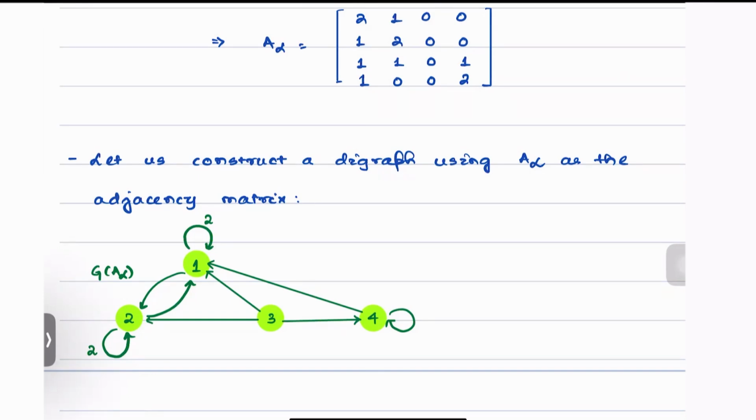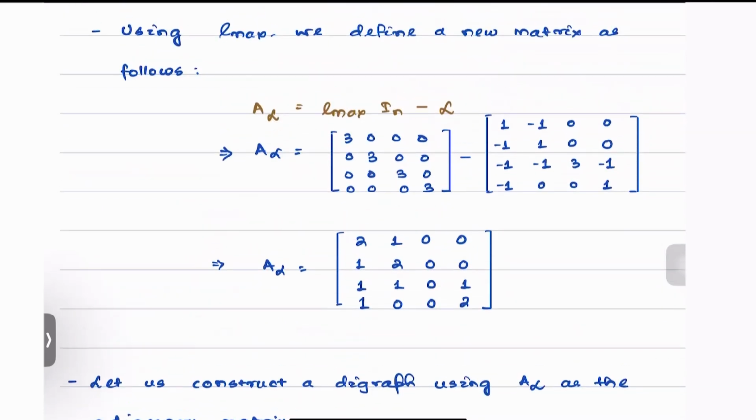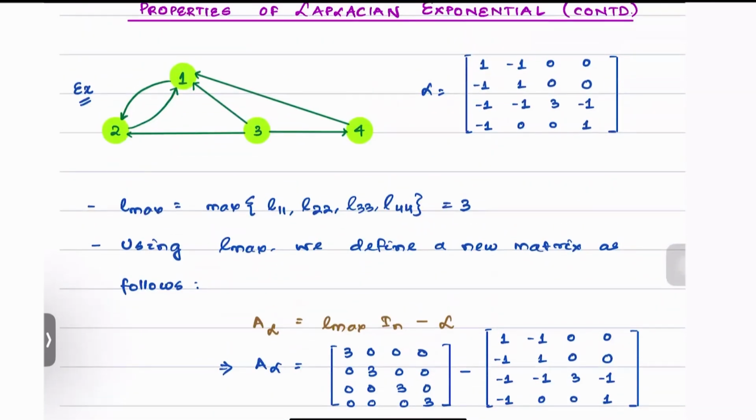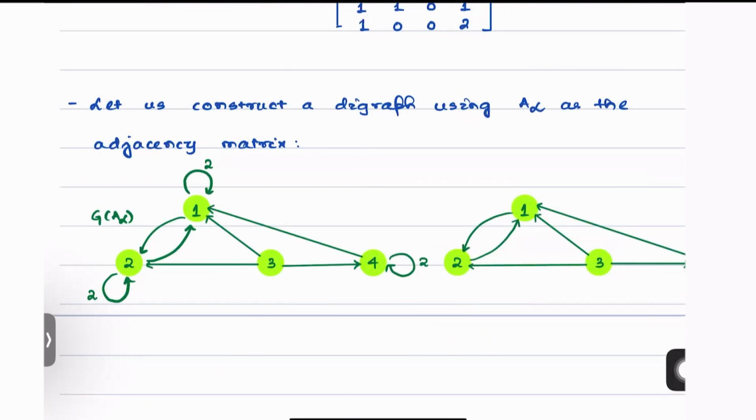Weight of the self loop is equal to 2. Let us look at the original digraph, which was G of A, and let's see what it looks like. Let me simply copy this digraph and place it right next to our new graph. These are the 2 digraphs that we have. This is G of A.